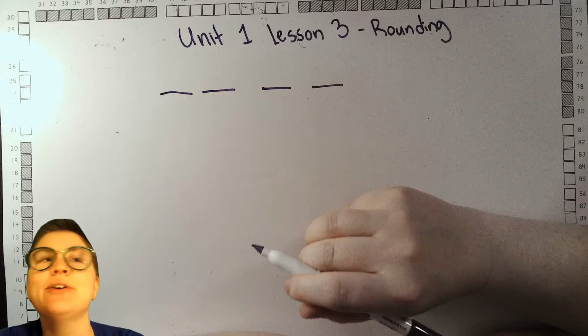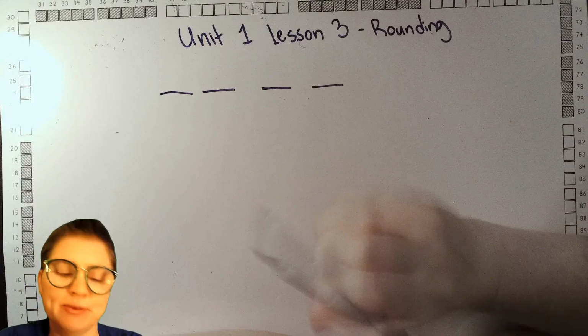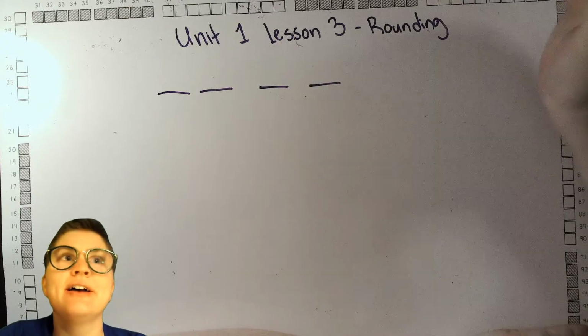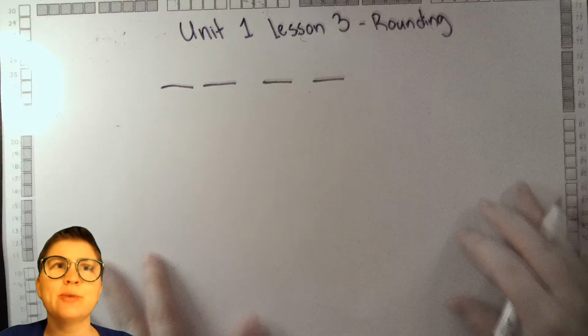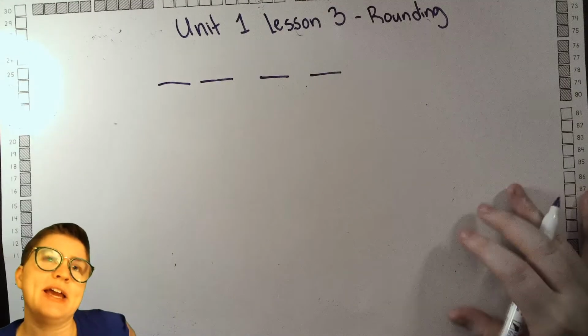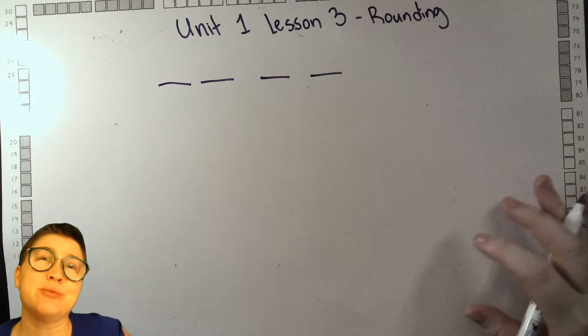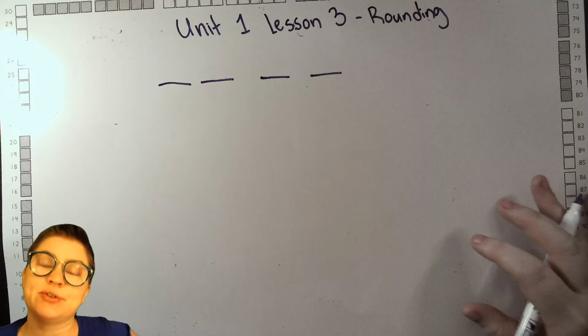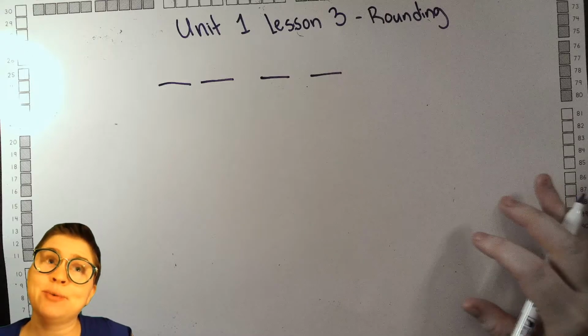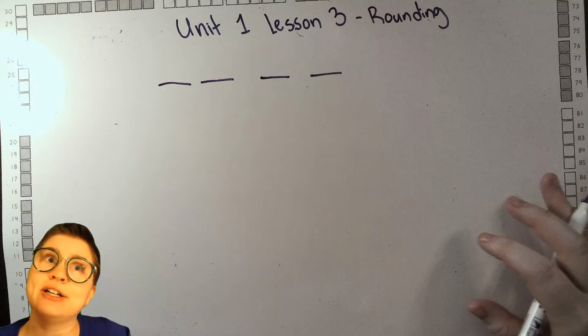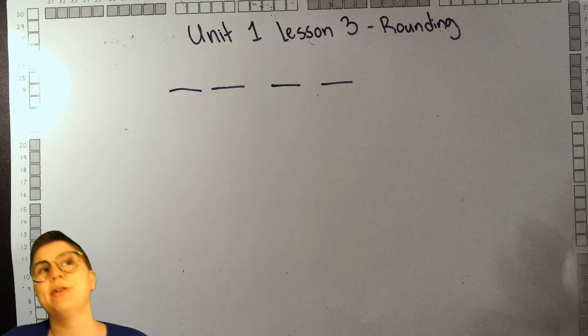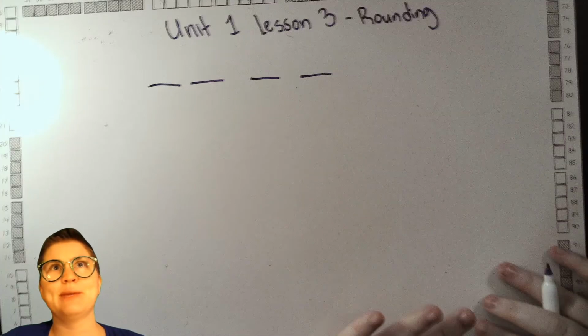In this video, we are doing 4th grade Unit 1 Lesson 3, which is on rounding. So we're going to start with the whiteboard. If you don't have your whiteboard, that's okay. We're just going to review a couple of topics from previous grades on rounding. If you do have your whiteboard, go ahead and pause, grab your whiteboard, grab a marker, and then hit play to jump back in with me.